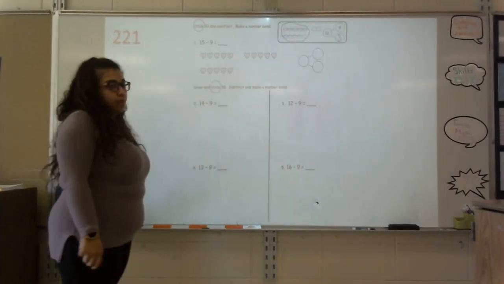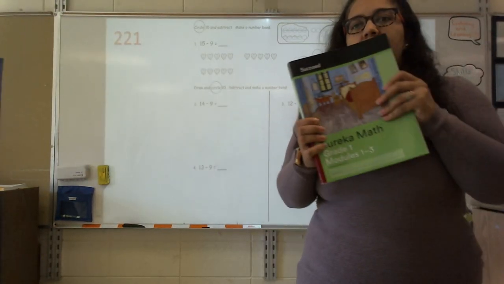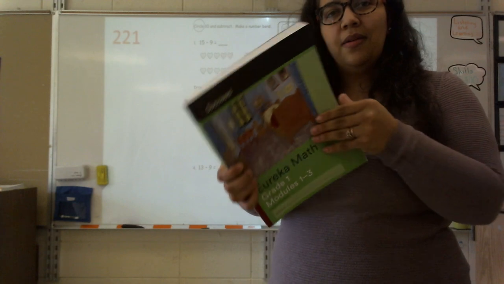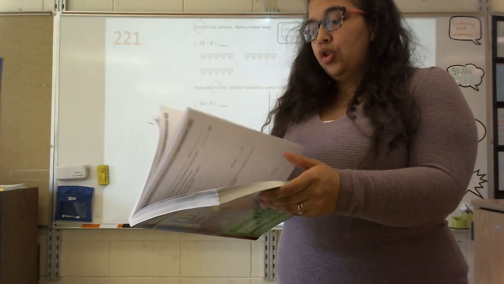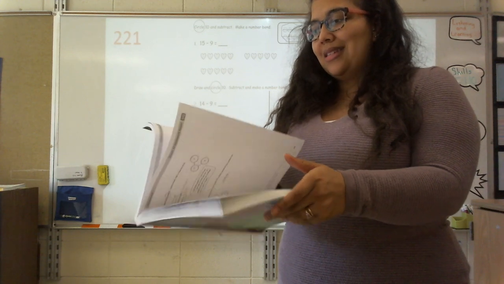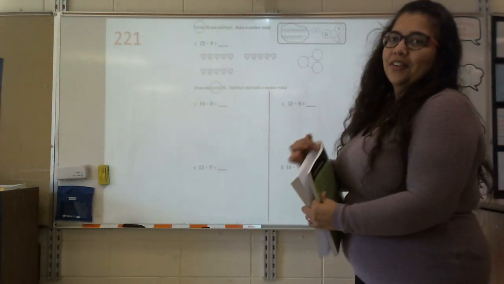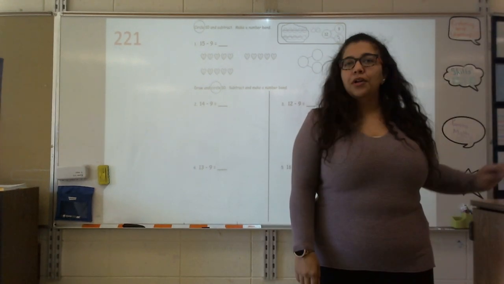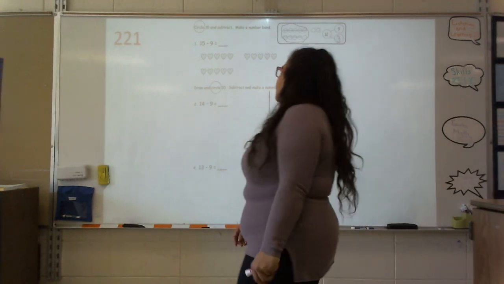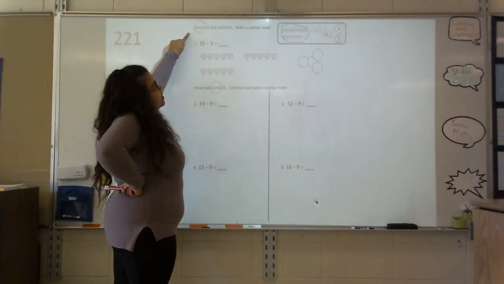So we're going to go ahead and do some practice out of the homework book. This lovely bedroom here on page number 221. If you turn to 221, you will see it looks exactly like what I have up here, only mine is a smidge bit bigger. All right, so let's get some practice in. I found my marker. All right, the directions call for us to circle 10 and subtract.